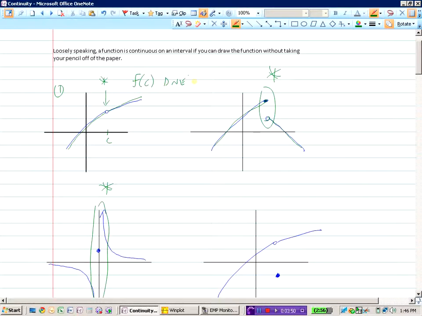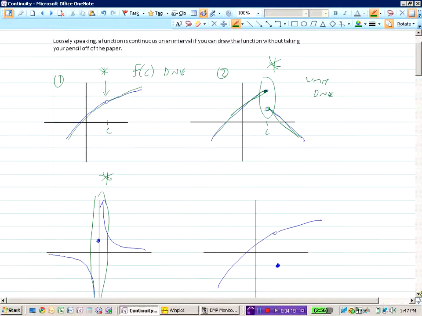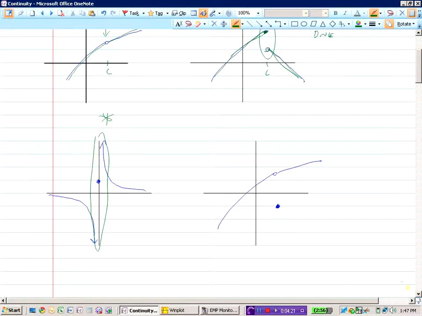Looking at graph number 2, is f of c defined? Let's make this point c. Do we have a y value at c? Yep, right here. The second thing that needs to happen is, does the limit exist? No. When I approach from the left and I approach from the right, I'm getting 2 different values. So here, the limit does not exist. That was number 2 not holding true.